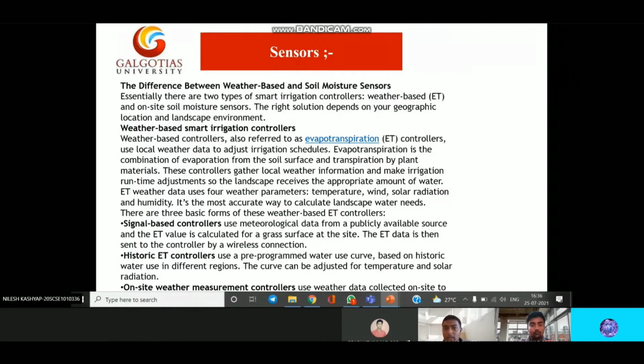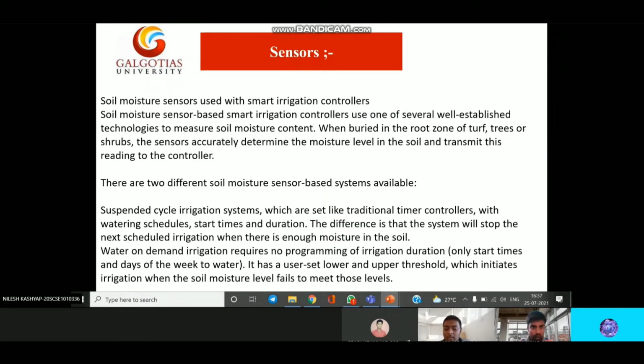Firstly, we are talking about the sensor. A sensor is a device that detects changes in the environment and responds with some output to another system. It converts a physical phenomenon into a measurable analog voltage, which is then converted into a human-readable display. In this model, we use two types of sensors. The first one is the water level sensor and the second one is the soil humidity sensor.